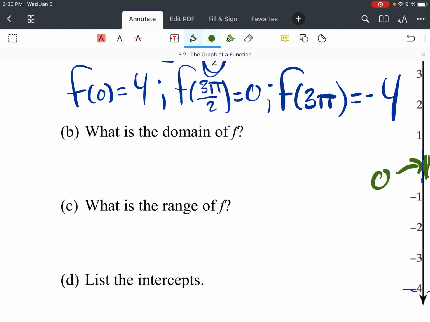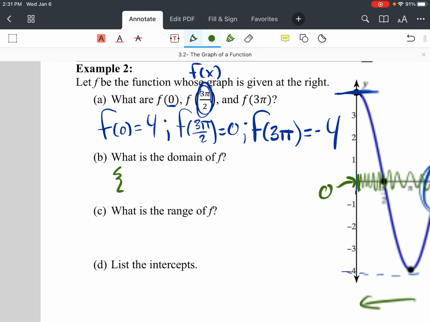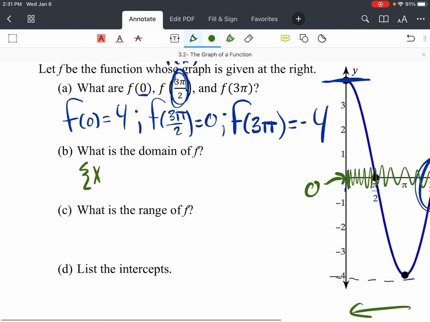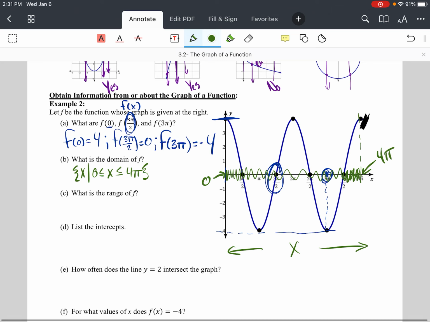Okay, so the way I'm going to write that is that the domain is a set. Again, we're dealing with x's. So the set of all x's such that 0 is less than or equal to x, so 0 is the smallest it'll go, and x is less than or equal to 4 pi, which, recall, is the largest it gets to. So again, the domain is how far from the left to the right my x values go. And that's why we marked out this arrow, because I wanted to actually end there.